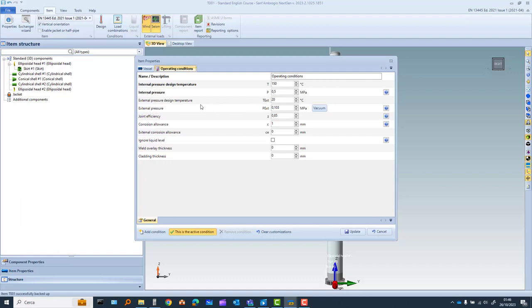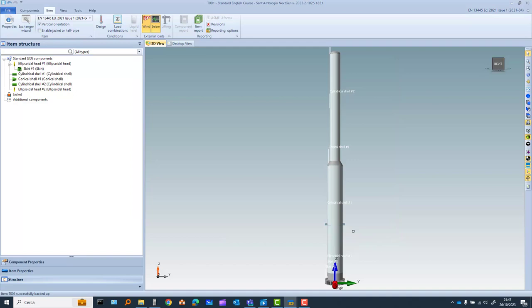The external pressure is practically vacuum, that means 0.103 megapascal. The corrosion allowance is 1 millimeter. There is no external corrosion allowance. There is no weld overlay or cladding or things like that. And now we have to update this and start looking at each single component of this column.